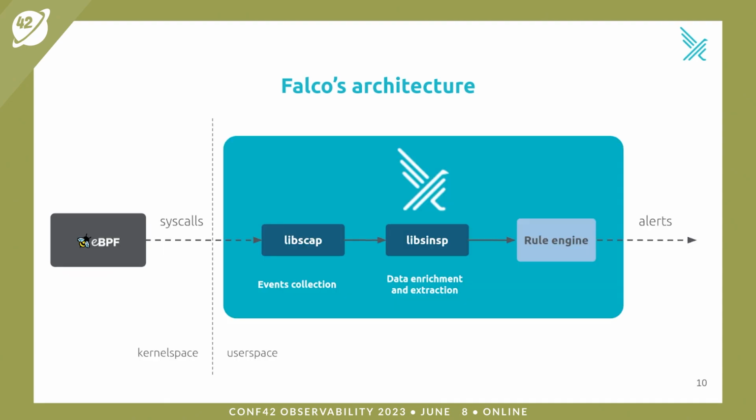If we take a deeper look at the Falco architecture, Falco is composed of three key elements: two libraries, libscap and libsinsp, and a ruleset.